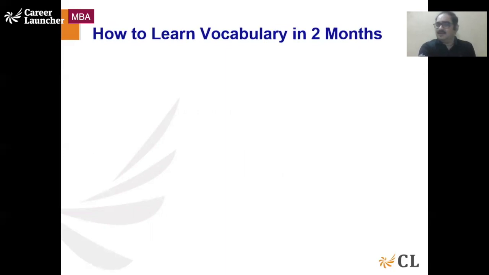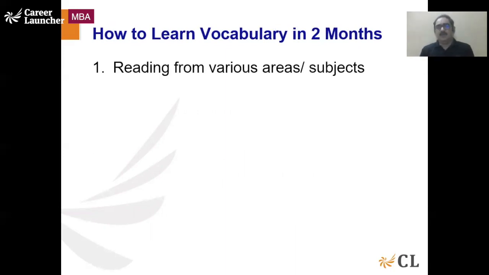How to learn vocabulary in 2 months? Well, you need to read a lot. You have about 3, 4, 5 passages in a verbal section. In such a case, you need to read hundreds of words. You do come across lots of words as well. Each passage is from a different area: 5 passages, 5 different areas, 4 passages, 4 different areas.